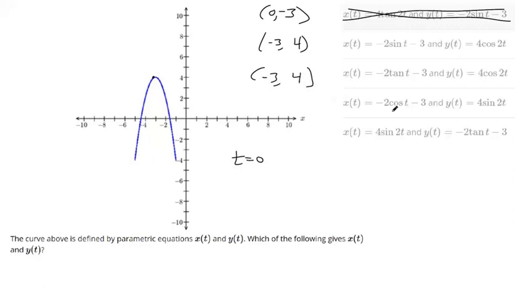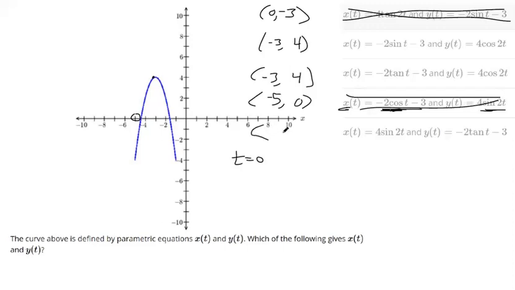If you plug in t equals 0 here, cosine of 0 is 1, 1 times negative 2 is negative 2, negative 2 minus 3 is negative 5 for an x-coordinate. Then plug in 0 here, sine of 2 times 0 is 0, 0 times 4 is 0. Negative 5, 0 is not a point on our graph, so we can eliminate this one. This is going to be 0 for the x-coordinate and negative 3 for the y-coordinate. That's not a point on our graph either. So here, plugging in t equals 0, we eliminated 3 of the graphs.